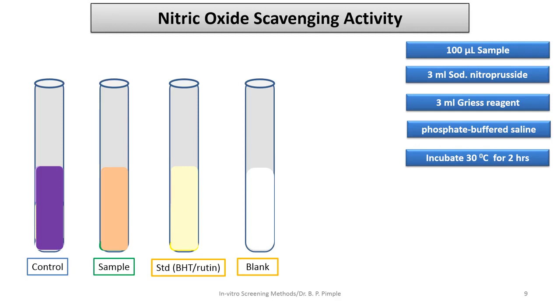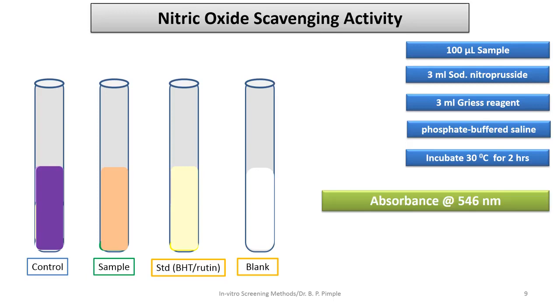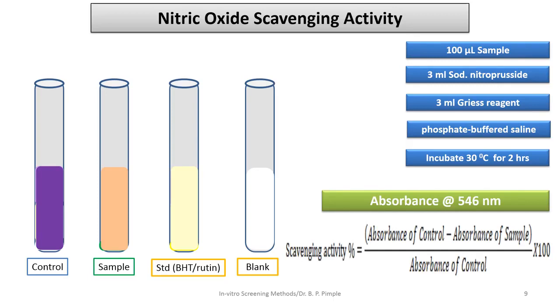Again, you can notice here, since there is phosphate buffer, there are chances that it may absorb some radiation. So these readings are to be subtracted from each of the 3 test tubes. Then read the absorbance at 546 nanometers and put the values in the formula to get the percent scavenging activity.